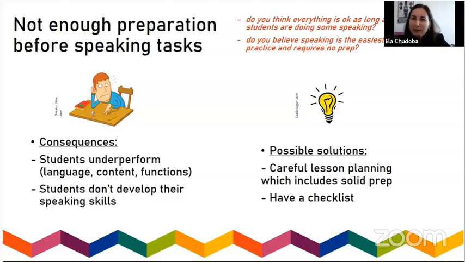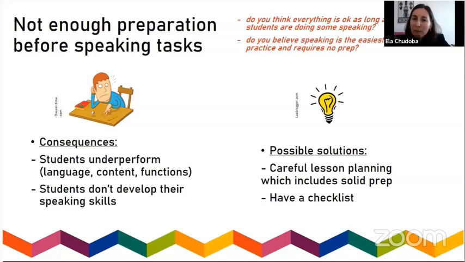But if that's the case, then why do our students underperform? If that's the case, why aren't such teachers always happy with the language their students produce, with the content of their output and the functional language they use? This might also lead to students simply not developing their speaking skills, not reaching their full potential.